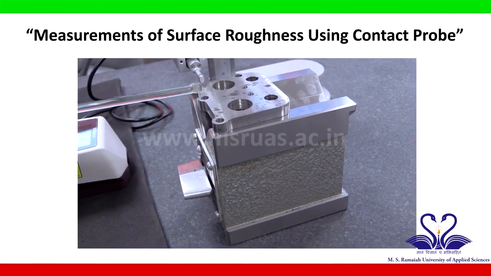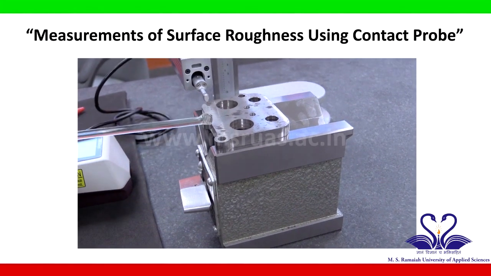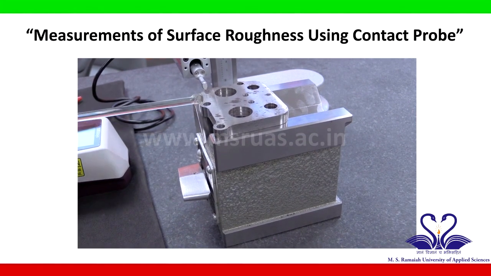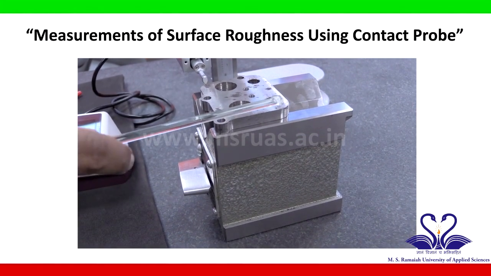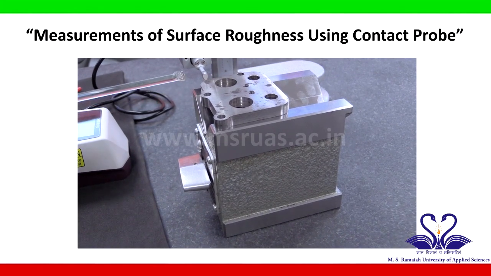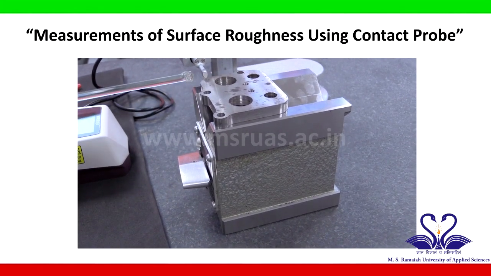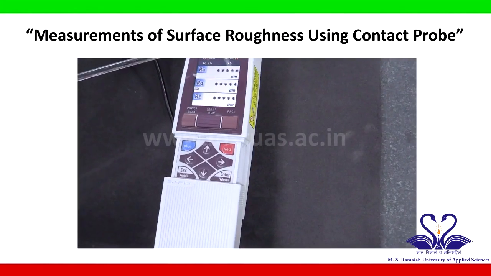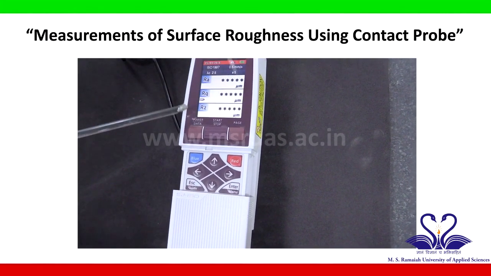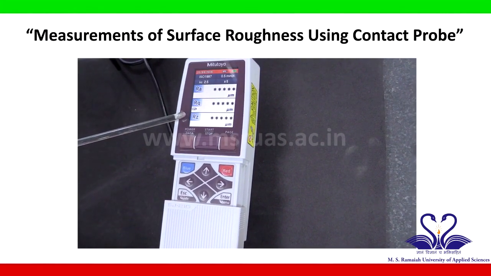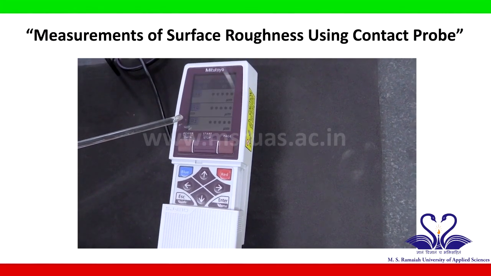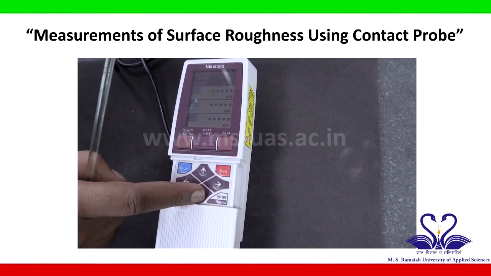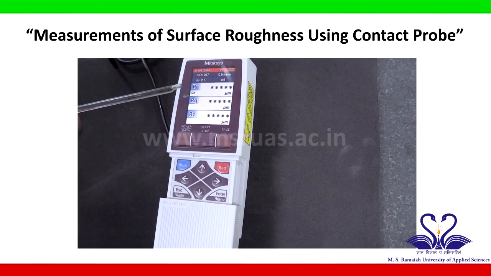So before measuring the surface roughness, one should make sure the surface is free from dirt or oil or any other foreign particles. So clean the surface and then mount it on the V block, and then go for measuring the surface roughness. On the LCD one can see RA, RQ, RZ. So these are the different ways one can measure the surface roughness. I am choosing the RA.